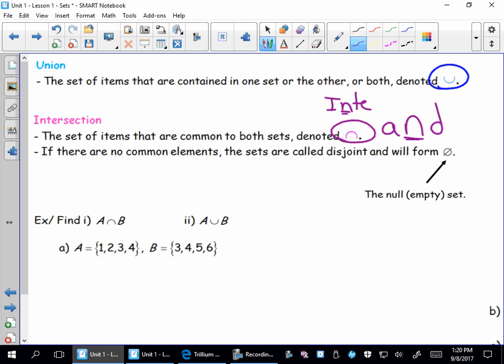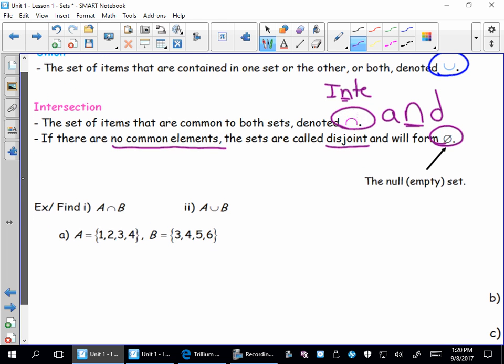Sometimes you're not going to have any common things. If there's no common elements, we call that disjoint. And we get the empty set, the null set. There's nothing in common. And so let's take a look at some examples here.